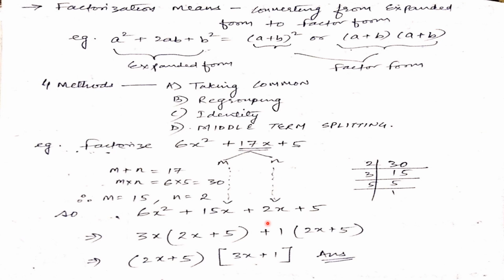You all remember the method? Now, what will we do? We'll take common from these two. Common is 3x. What is left? 2x plus 5. Bracket close. Plus, in these two nothing is common, so we'll take 1 as common. Left is 2x plus 5. Now you can observe these two are same. So we'll take common 2x plus 5. What is left? 3x plus 1. This is our answer.